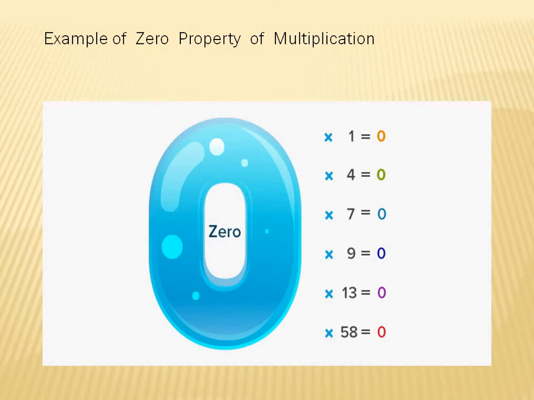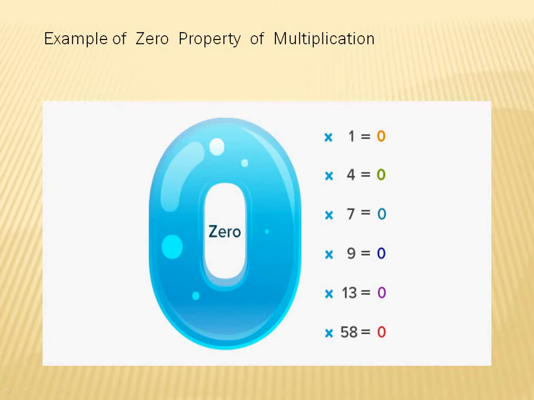Here I have another example for you. 0 is multiplied by all these numbers. Let's consider 0 multiplied by 1. The property says that the product will be 0. If 0 multiplied by 4, then the product is 0. 0 multiplied by 7, the product is 0. And 0 multiplied by 9, then the product and the answer will be 0. In the same way, 0 multiplied by 13, the product is 0. And lastly, 0 multiplied by 58, the product is 0.